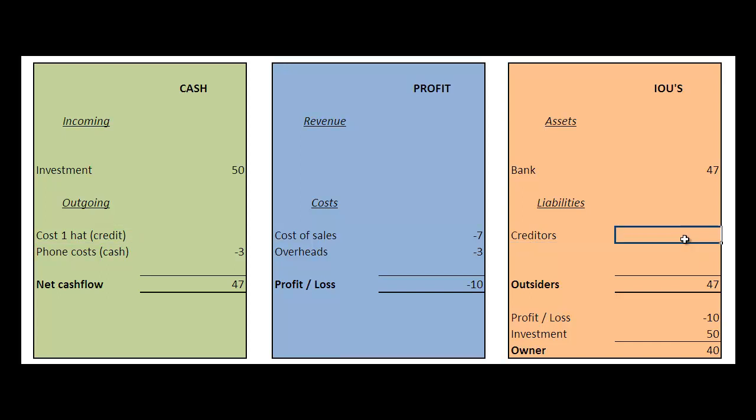We're going to have a creditor figure of £7. You'll notice that the bank figure is still £43, but we now have a creditor figure of 7, and now the total IOUs is £40 for the business. And this is represented by the change in the owner's investment, which is now worth £40. Again, you'll see that it is the same figure.